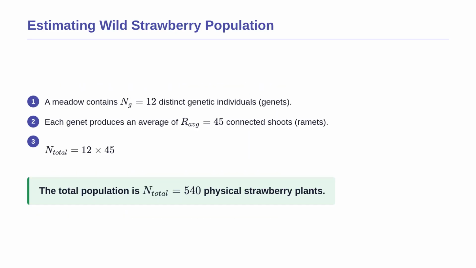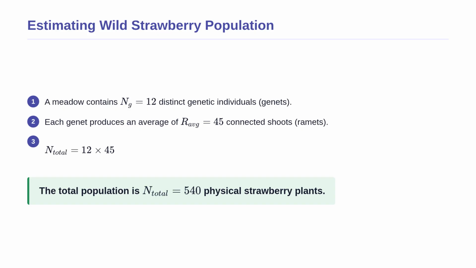Let us apply this modular formula to a real-world scenario. A botanist is studying a modular population of wild strawberries in a meadow. Through genetic testing, the botanist determines there are 12 distinct genetic individuals, or genets. On average, each genet has produced 45 connected shoots, or ramets. We need to find the total number of physical strawberry plants.